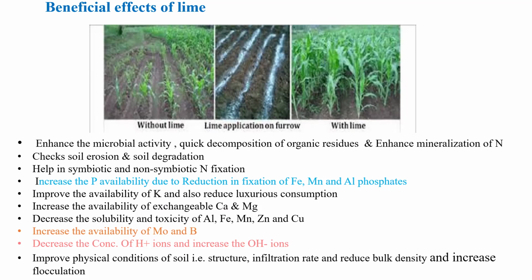It increases the availability of exchangeable calcium and magnesium. It also decreases the solubility of iron, aluminum, manganese, and zinc. Increases the availability of molybdenum and boron. It decreases the concentration of H plus ions and thereby increases the concentration of OH minus ions, thereby decreasing the soil acidity. It also improves the physical conditions of soil, which include soil structure, infiltration rate, bulk density, and flocculation capacity of the soil.